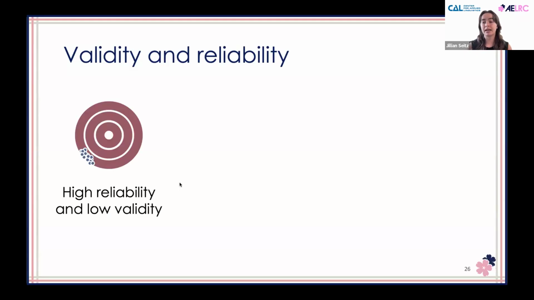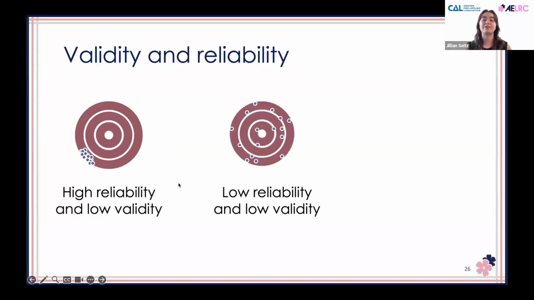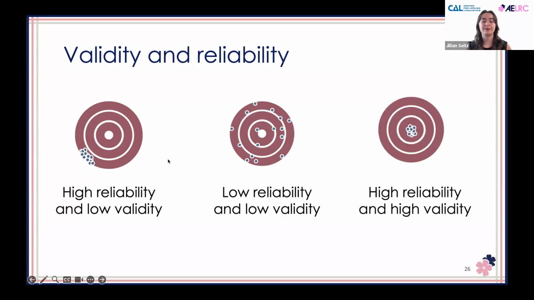The assessment may be reliable, we know where the darts will land, but it's not really measuring what we want it to measure. On the other hand, if you have low validity and low reliability, the results are going to end up all over the board. You are never going to be able to predict where your learners might land because there's no reliability. But when reliability and validity work together, we know that we will have accurate results.